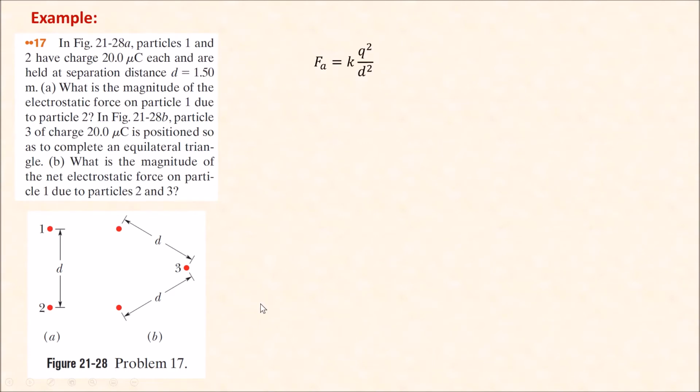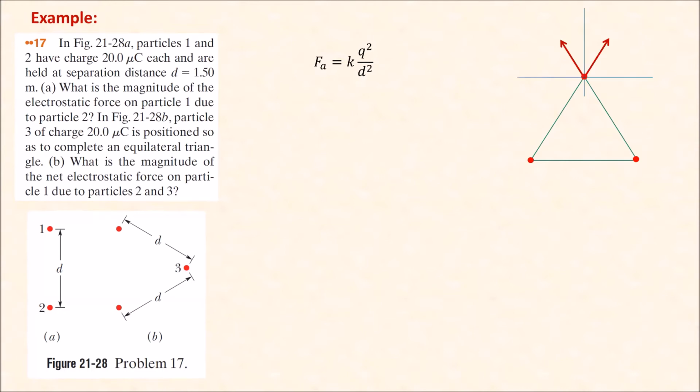In part A, it is simple. Fa is kq squared over d squared, so we call it Fa. In part B, we have an equilateral triangle, and so we need to find the net force on this one that's up here due to these two. The force of this third one is this way, and it has the same magnitude as Fa, so we call it just Fa. The other force is also the same magnitude, so that is also Fa.